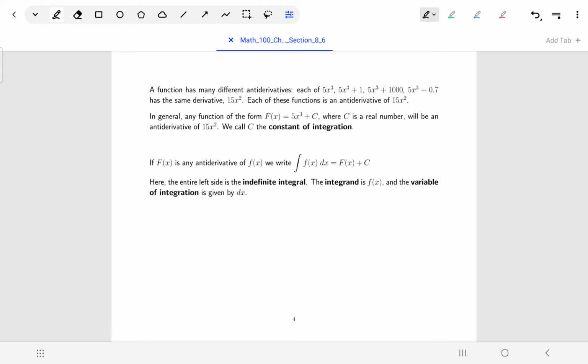Then how we express this in symbols is this. We write the following: the indefinite integral of f of x. This whole expression on the left-hand side is the indefinite integral. I would refer to the function that I'm integrating as the integrand. And dx is my variable of integration. This is telling me we're integrating with respect to x. X is the variable here. So the indefinite integral of f of x with respect to x is its antiderivative, capital F of x plus constant c.